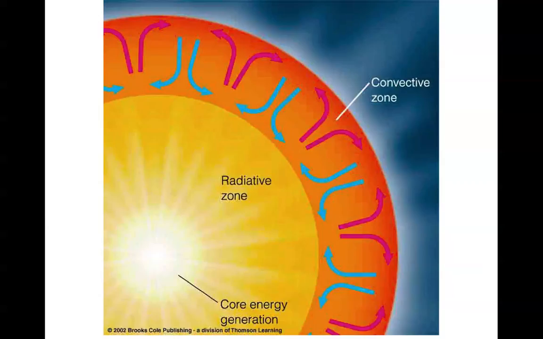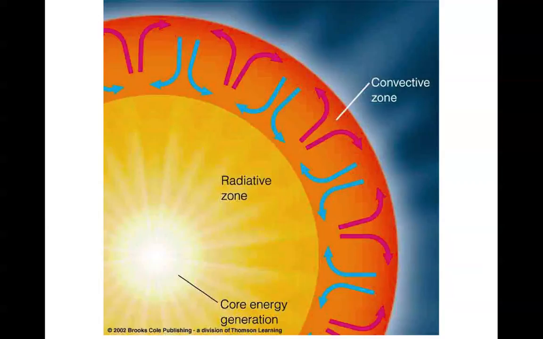So in the sun, it turns out that most of the energy that's generated in the core initially moves by radiation. It moves outward, but the zone that it's moving through is fairly opaque, and the radiation can't move in a straight line. It's instead scattered repeatedly off of different ions and electrons in the gas and gradually diffuses its way outwards.